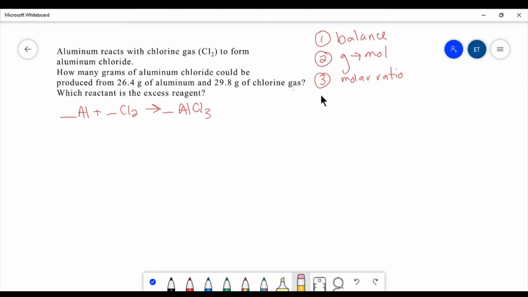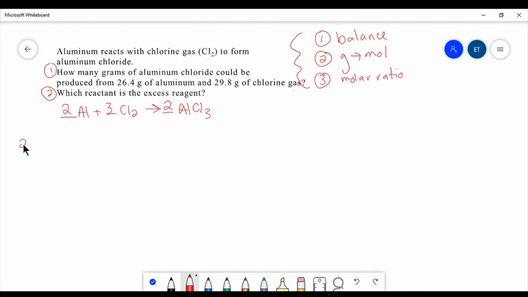So this next problem says aluminum reacts with chlorine gas Cl2 to form aluminum chloride. How many grams of aluminum chloride could be produced from 26.4 grams of aluminum and 29.8 grams of chlorine gas? Which reactant is the excess reagent? So we have a 2-part problem here. I already listed the steps that you need to follow, and I already wrote the chemical equation. So you can pause the video right now and then come back to double check your answers. But in order for this to go a little bit faster, I'm just gonna write the coefficients already.